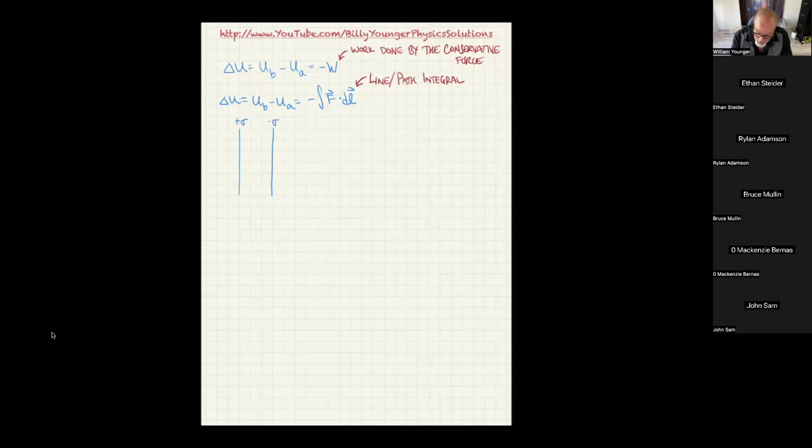What I'm going to do now is create a coordinate system so I can make some sense of where A and B are in terms of coordinates. So what I'll do is I'll put my x-axis right there.